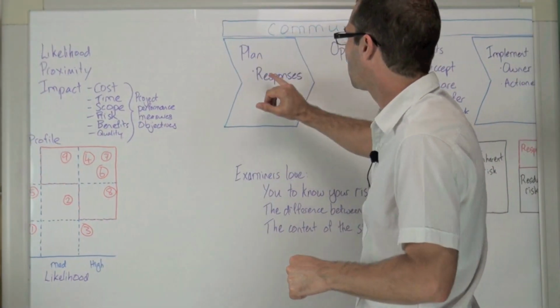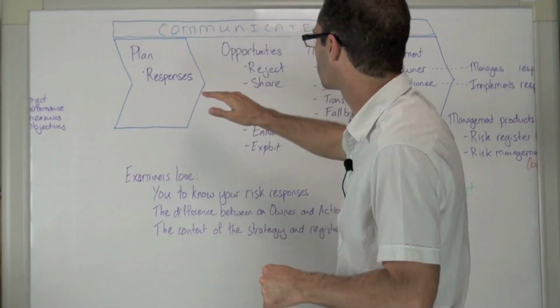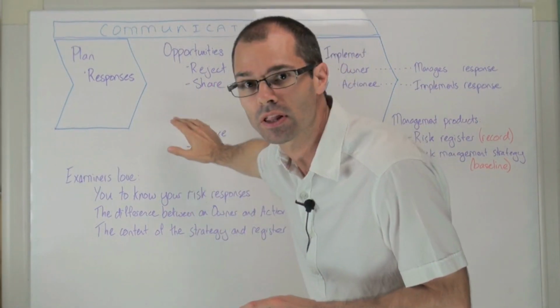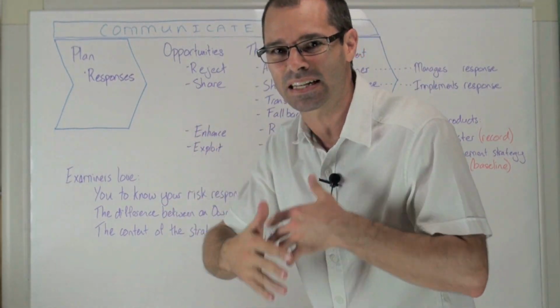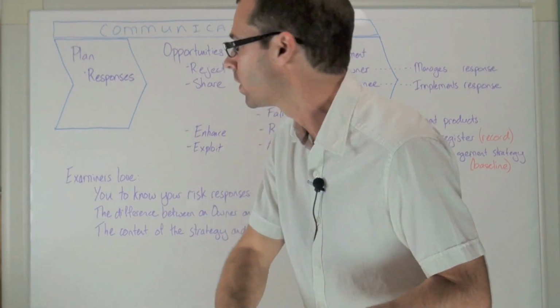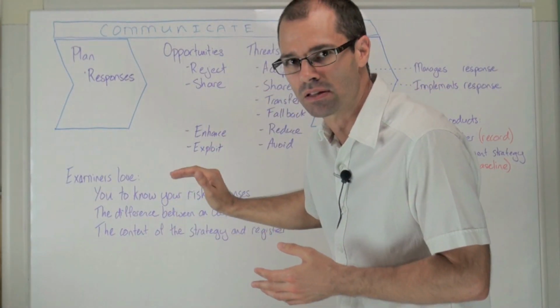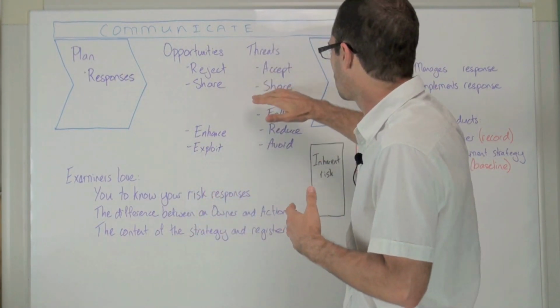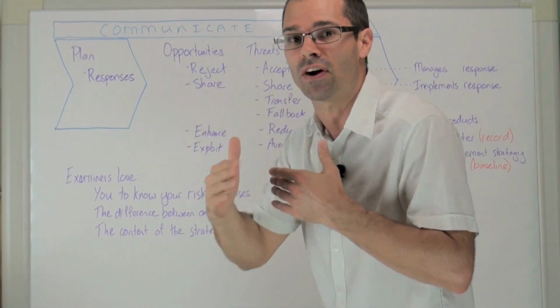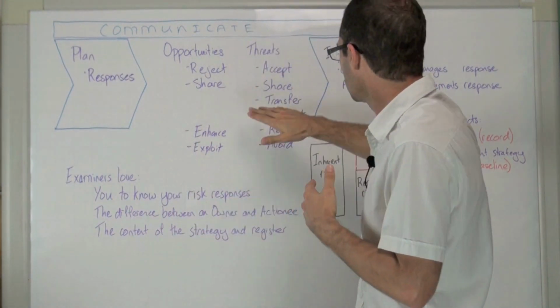The next step is to plan. We plan responses. Now, responses for opportunities include rejecting the opportunity, sharing the opportunity, enhancing it, so encouraging it to occur, exploiting it, which guarantees that it'll occur. Threats include accepting the threat and doing nothing. Sharing, by sharing the pain with somebody else. Transferring the financial aspect of a risk.